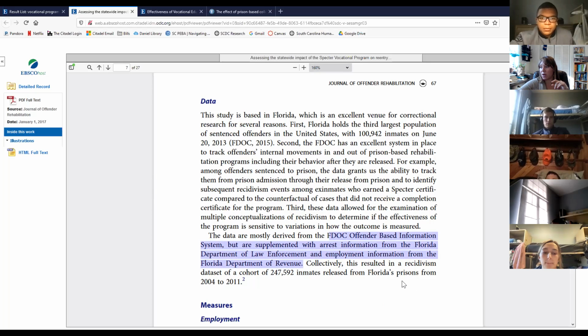So we can see right here, we got the recidivism data and the data about who participated in the program from Florida's OBIS system here, but we also got the arrest information from the Florida Department of Law Enforcement, so the state agency, and the employment information from the Florida Department of Revenue. So we actually had a $2 million grant to create this data set. It resulted in a recidivism cohort of almost 250,000 inmates that have been released from Florida prisons between 2004 and 2011.